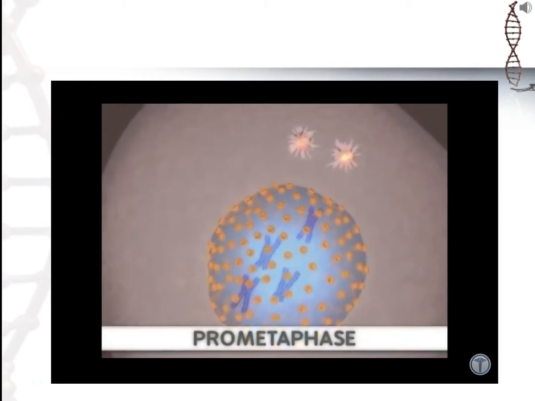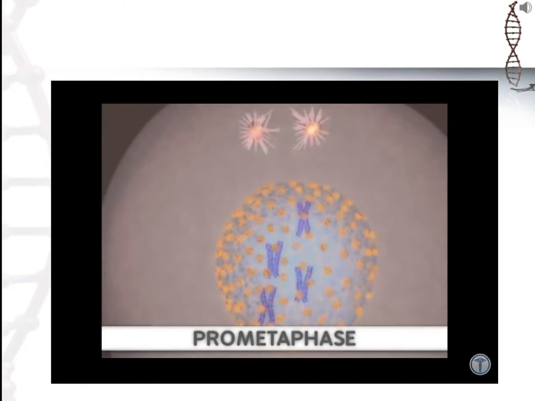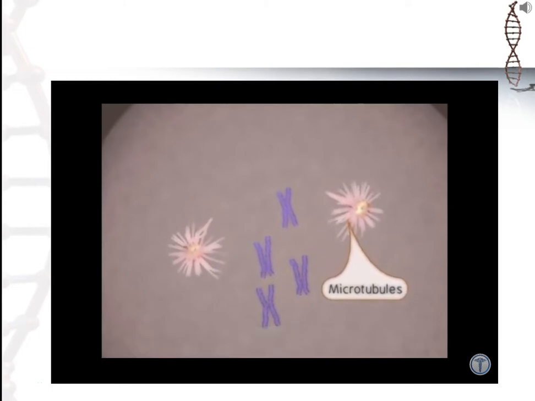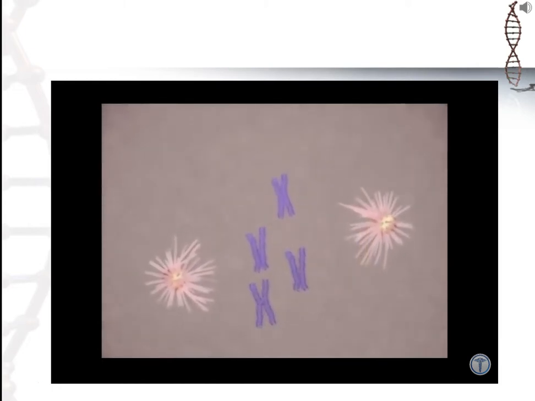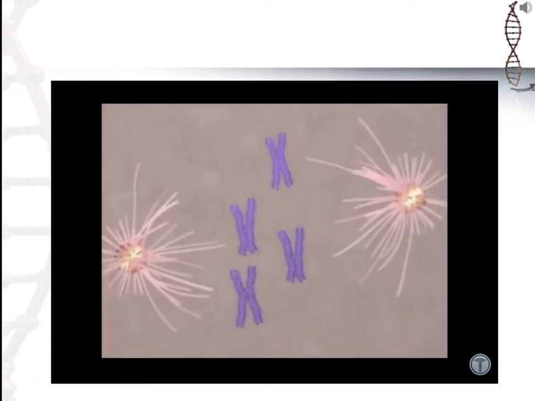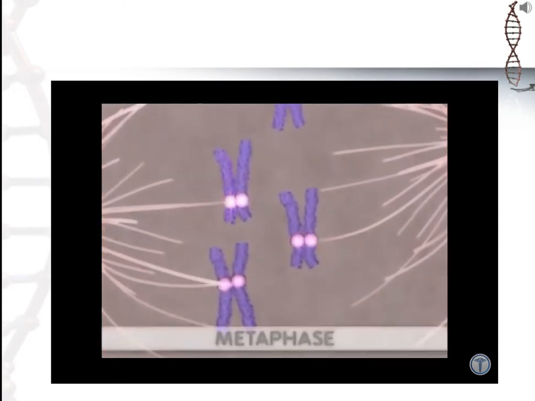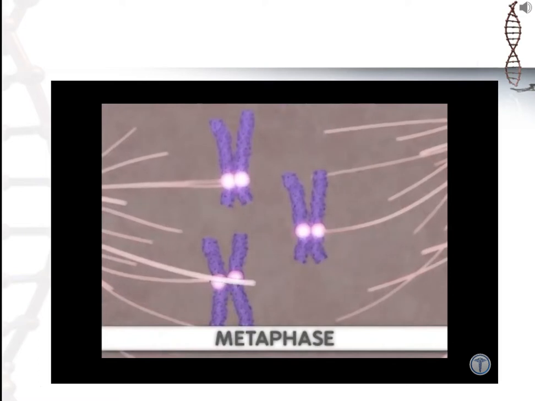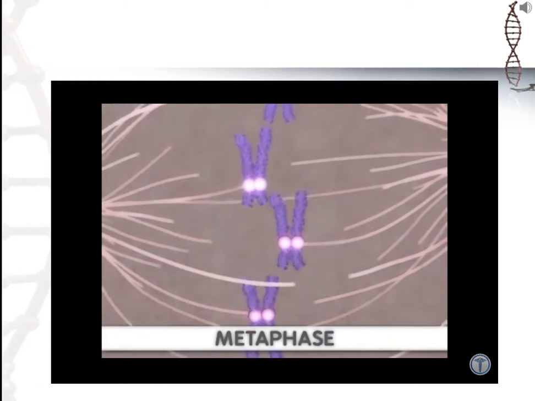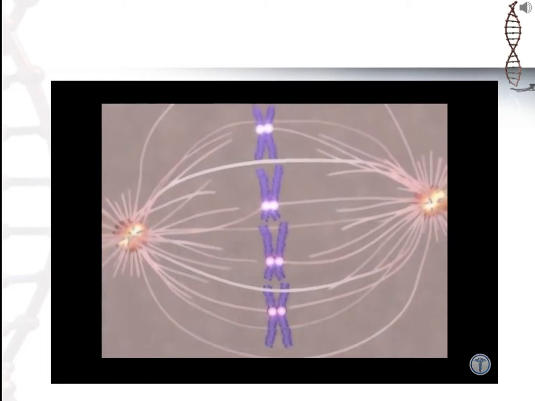Next, prometaphase begins when the nuclear membrane is broken down. At the same time, microtubule strands or spindle fibers are growing from the centrosomes. These strands attach to a protein structure called the kinetochore. One kinetochore is attached to the centromere of each sister chromatid. Next comes metaphase. During this stage, the sister chromatids align along the center of the cell so that both chromatids face toward opposite poles of the cell. Now the sister chromatids are ready to be separated.